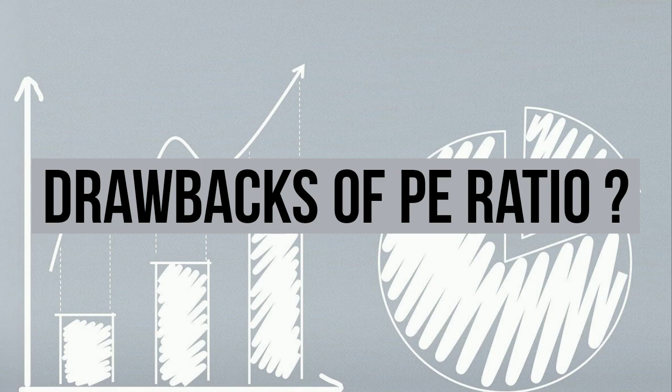Drawbacks of PE ratio. There are also some drawbacks of the PE ratio. Number 1. Accounting tricks. In the PE ratio, E stands for earnings, or simply reported profit. But the problem is that a company can easily distort its reported profit. There are several accounting tricks by which a company can inflate its earnings.